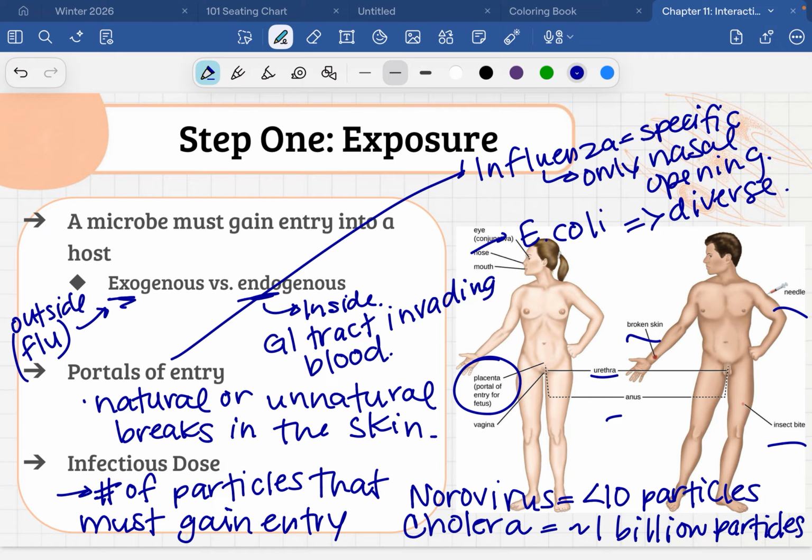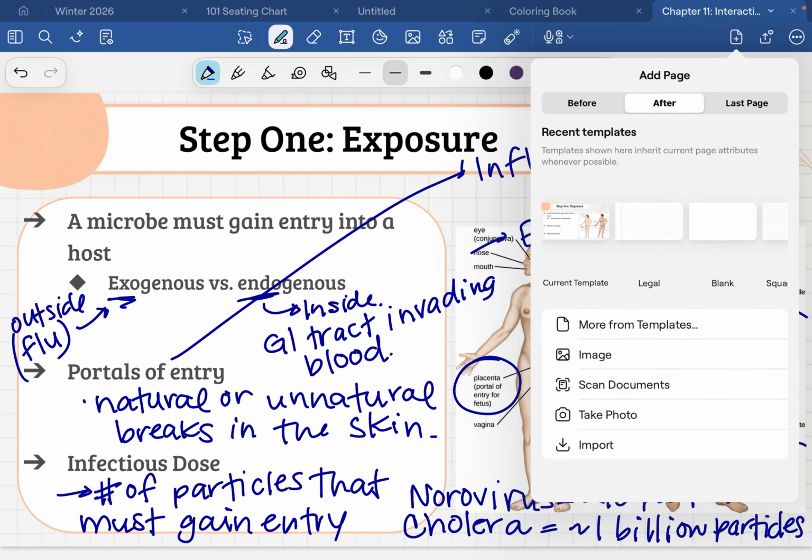It's kind of the same thing with norovirus and cholera. Norovirus requires much less virus to cause disease. Cholera requires much, much more. So those two things, infective dose and infectivity, which I know sound very similar, have an opposite relationship. The lower the infective dose, the higher the infectivity. So let me see if I can.